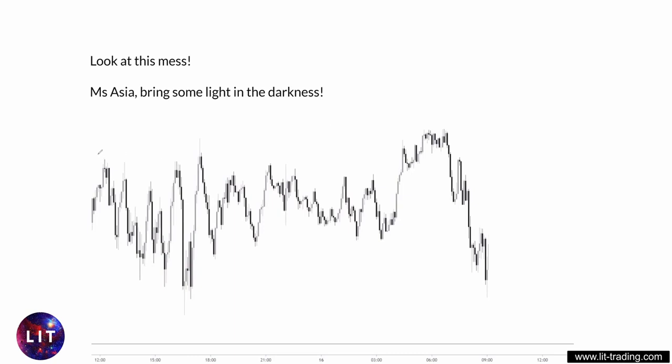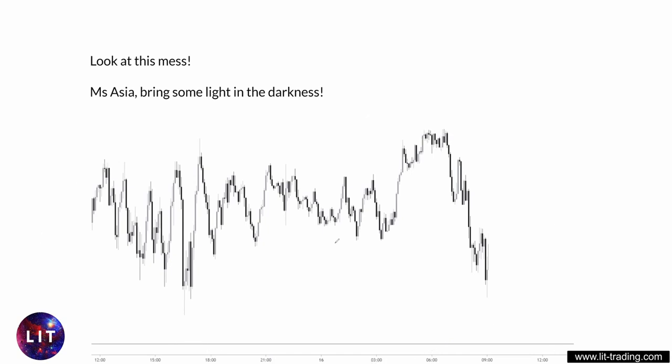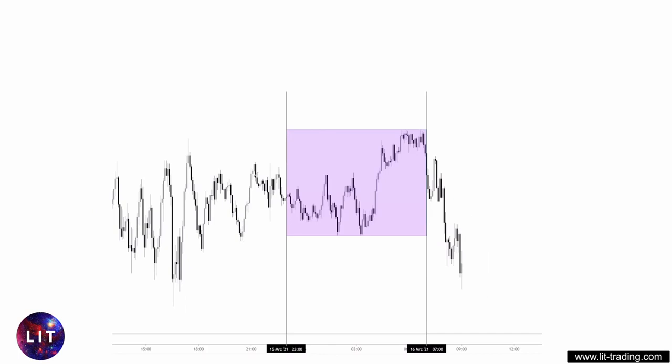So again, how can we use our beautiful Asia range to bring even more light into the darkness? Again, if you look at this mess and you're just a normal naked trader or retail trader, where do you even start from? It's so confusing, it's so hard, right? So let's get it. Obviously, we had this example before, we're putting Asia range on top of it, right? Starting from 11 UTC plus 2 until 7 UTC plus 2, right?